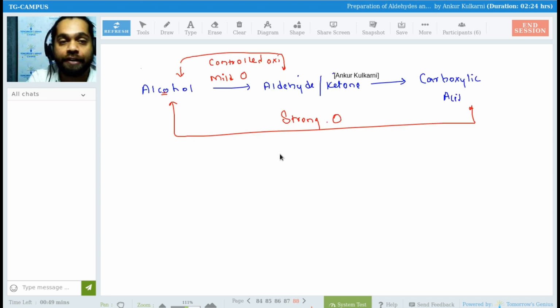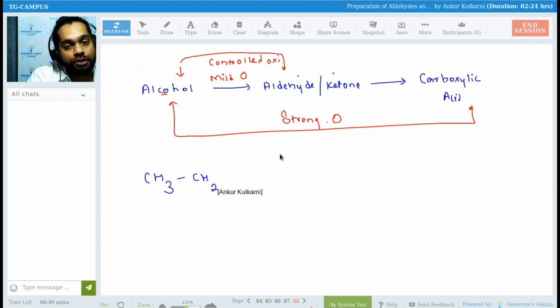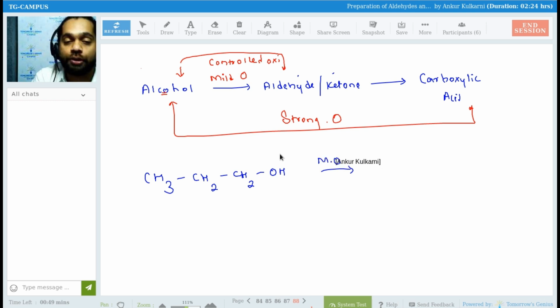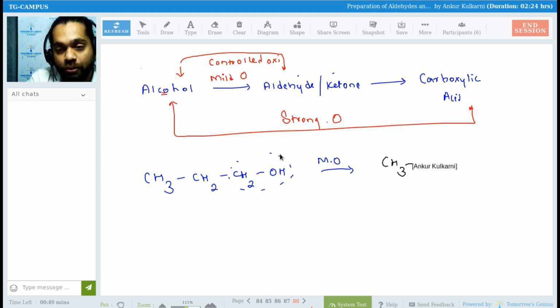Now when do we get aldehyde? When do we get ketone? Aldehyde we get when we have a primary alcohol. Look over here: CH3, CH2, CH2OH. This is my primary alcohol. So if I mildly oxidize it, or do the controlled oxidation, what will happen? The whole CH2OH, be careful with the number of carbons, will convert into CHO.